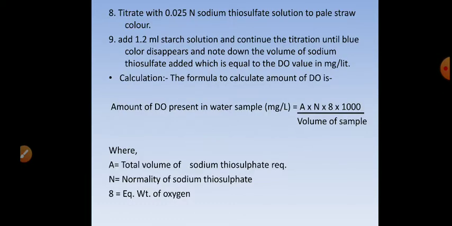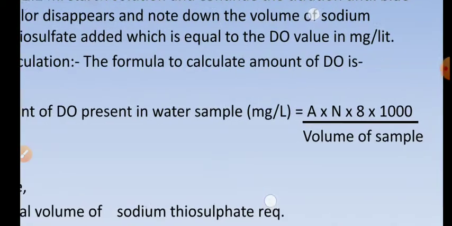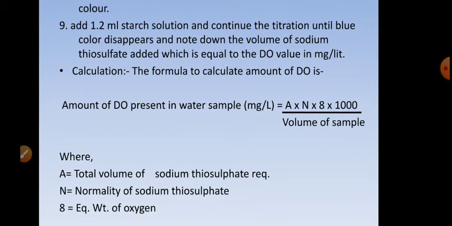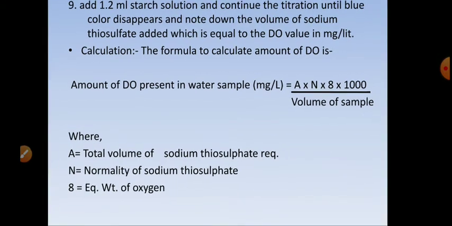Note the volume of thiosulfate required to convert the blue color solution into colorless, and calculate the amount of dissolved oxygen. The amount of dissolved oxygen is equivalent to the amount of thiosulfate required. So the amount of dissolved oxygen present in the water sample in milligram per liter is equal to A × N × 8 × 1000 divided by the volume of sample taken in the conical flask.